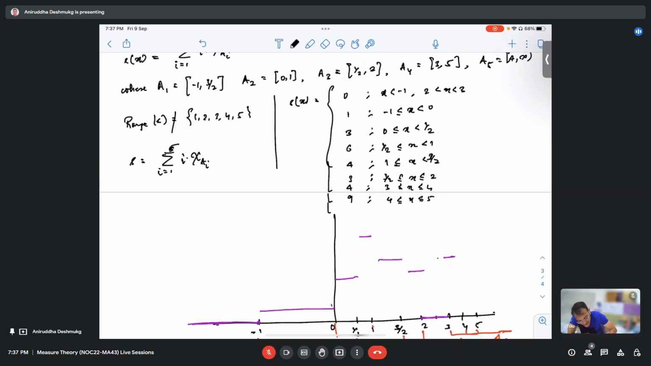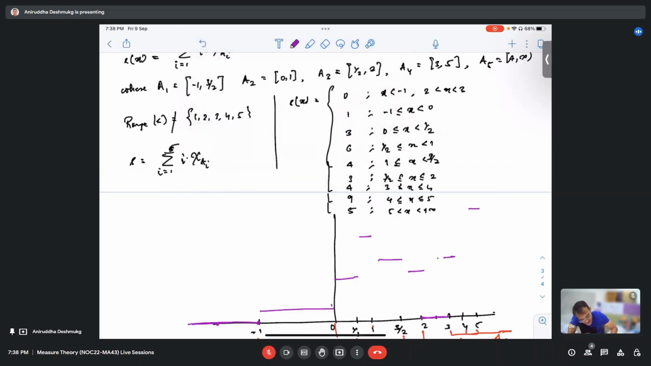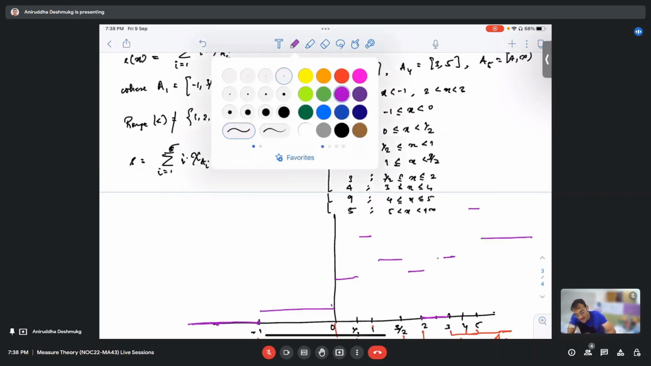Okay. And then the last one, after 5? What will that be? Tell me, what is it? After 5, the value will be 5. It is 5, right? So after 5 it is 5. Okay. The graph really doesn't matter.